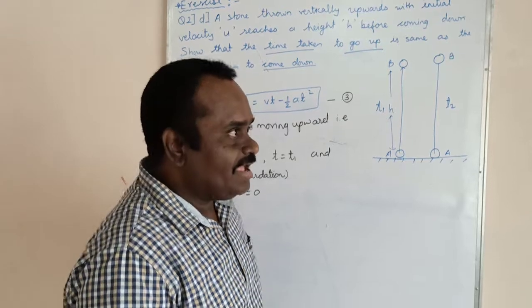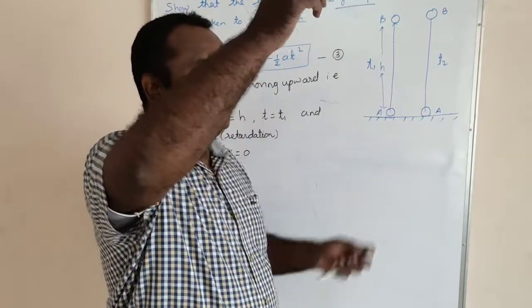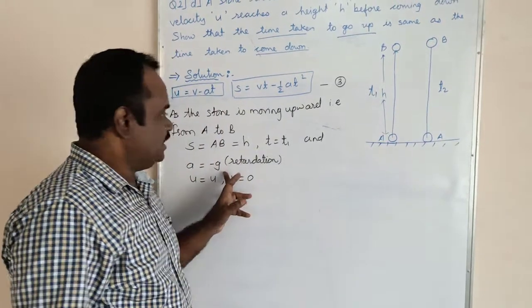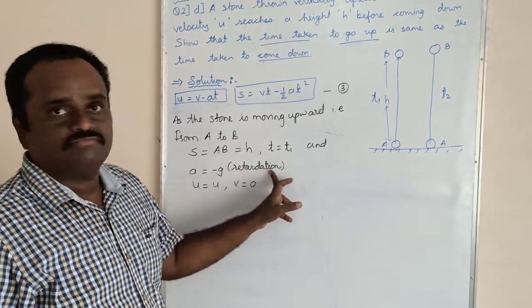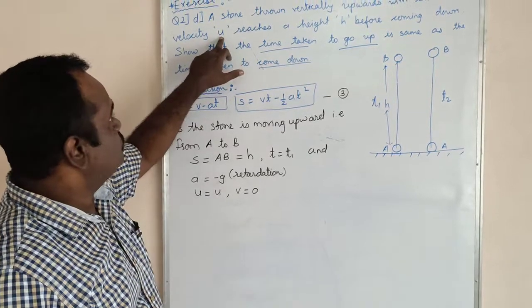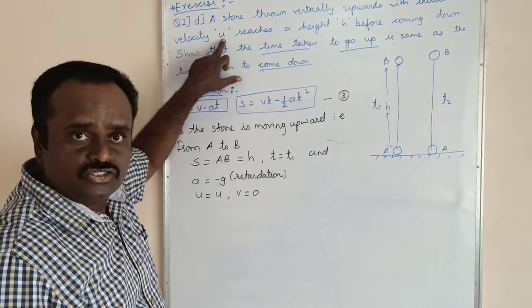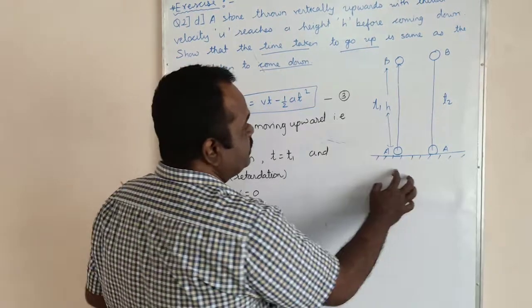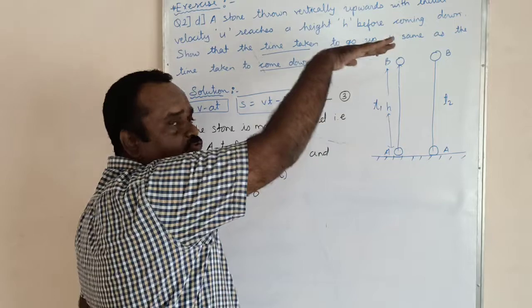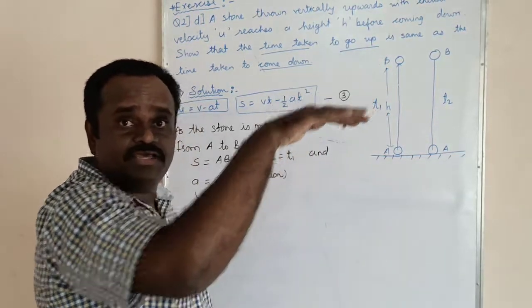And a, as I told you, will be g, but here we are taking minus g. Why? Can you tell me? Because the motion is upward, but the gravitational force is acting downward. So here g will be negative. It is retardation. The initial velocity is u, and the final velocity when it reaches point B will be 0. It comes to rest, so its final velocity is 0.